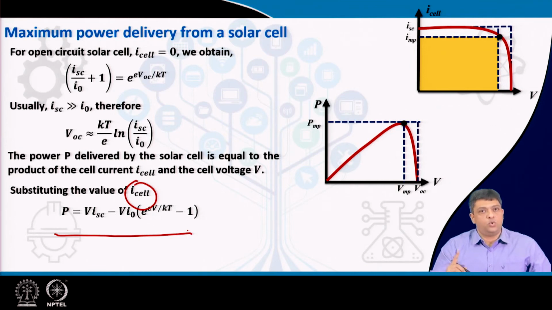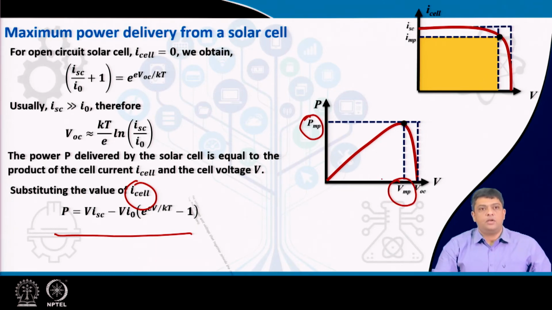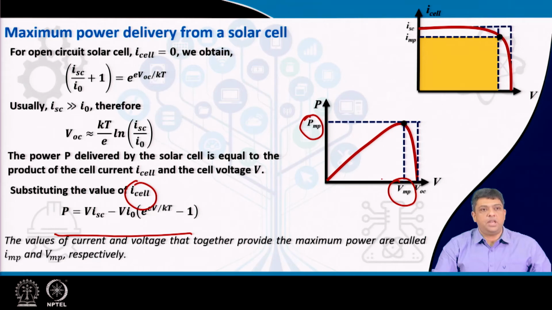So, there are two things which you will see. You have PMP and VMP. What is the meaning? The values of current and voltage that together provide the maximum power are called as IMP and VMP. So, these are the two values which are used to obtain the maximum power.